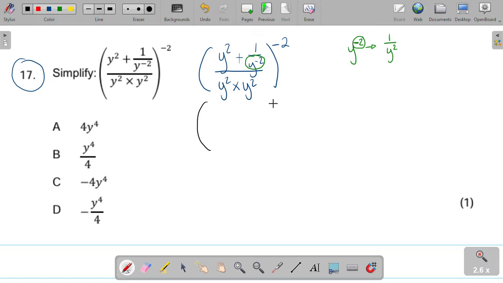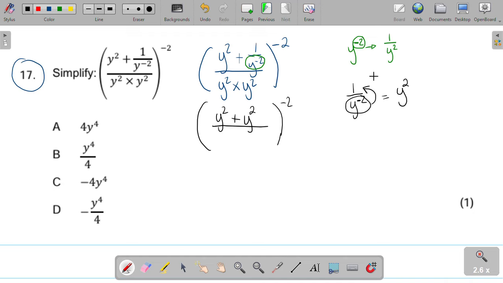So I'm still going to write my brackets. I'm still going to write the minus 2 because I'm not working with this yet. I'm still going to write my fraction sign. So I'm going to write y to the 2. Now this can be written as plus y to the positive 2. Now why, Mr. Hing? Well, if you look at 1 over y to the negative 2, I said that if you have a negative exponent, you can bring this whole thing to the top, and it will now become y to the positive exponent of 2.